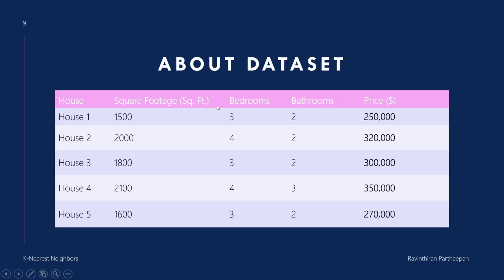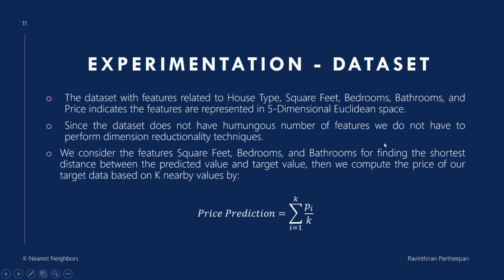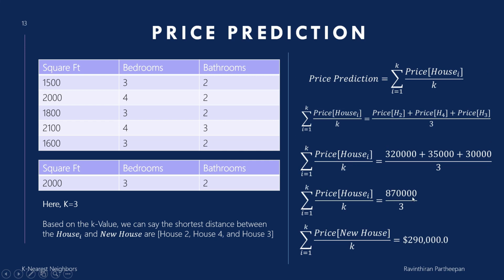If you want, we have specified the price listing here, so don't get confused. We will take the prices from house 2, house 3, and house 4 and sum all three together, and we get 870k. Since we specified k equal to 3, we divide it by 3, and we get the new house price of 290k for the 2000 square feet unit with 3 bedrooms and 2 bathrooms. This will be our predicted price.